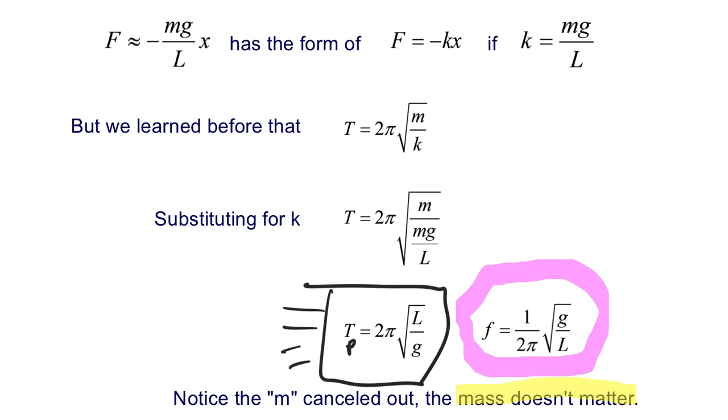Here is the period of a pendulum equation, boxed in black. That will be on your equation sheet. Notice that mass is not in this equation. It canceled out when I was deriving it. And therefore, the mass of the pendulum doesn't affect the period.